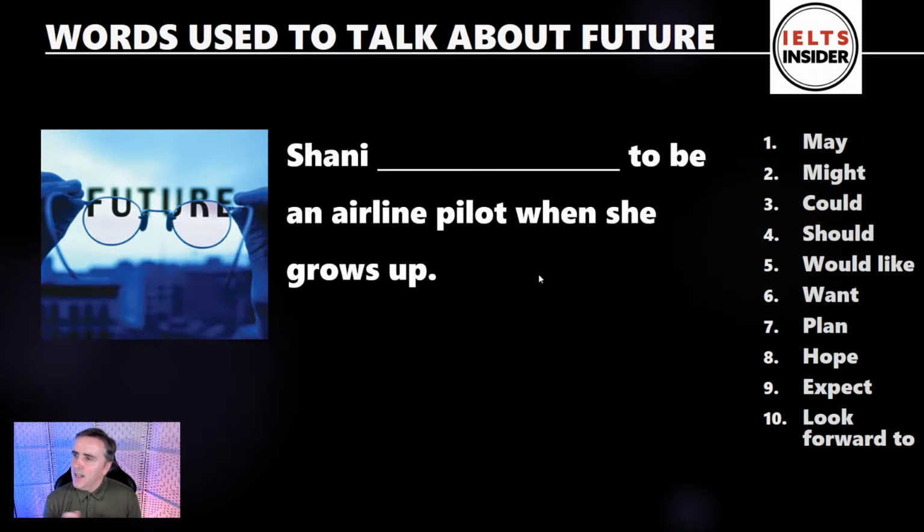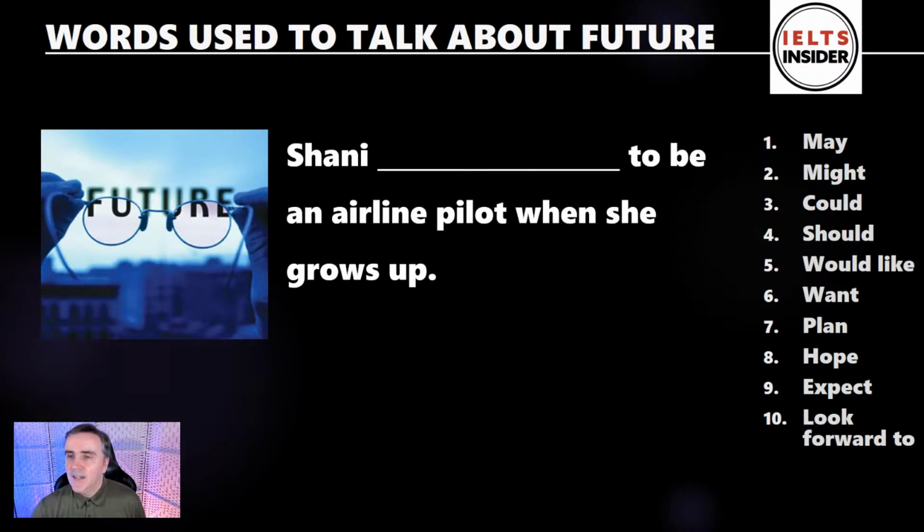Shani something to be an airline pilot when she grows up. Now, I'm going to give you a clue here. There are two, yeah, I think two, maybe three possible answers. So we're thinking about this. Shani is obviously a child because she's talking about growing up. So how would a child talk about their future dream job? So Shani, something to be an airline pilot when she grows up.